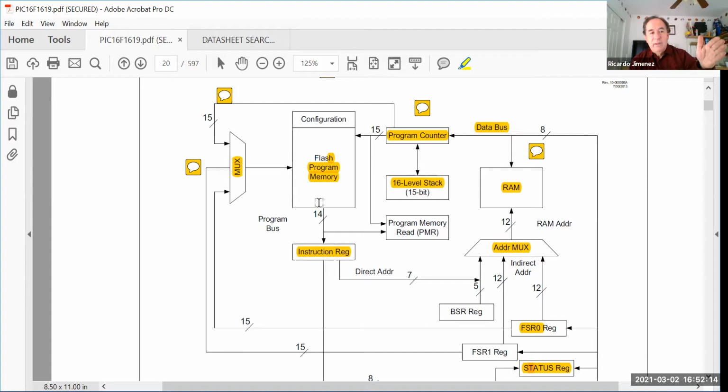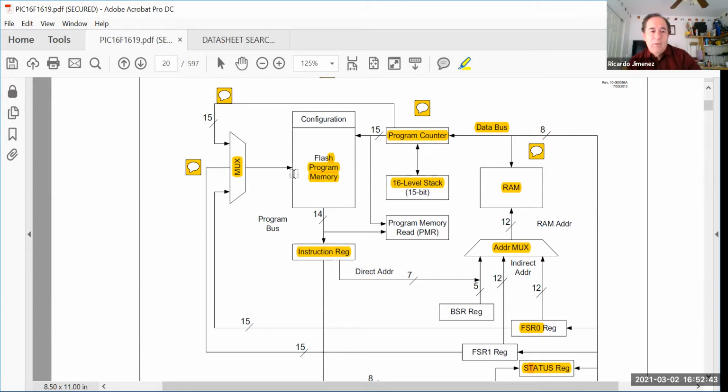There are memories that are called dual port memories or triple port memories manufactured by Cypress. Those memories, RAM memories or flash memories, are very high speed memories because they have dual ports. So you can read two bytes at the same time. Right here, no, you can only read one piece of data at a time.